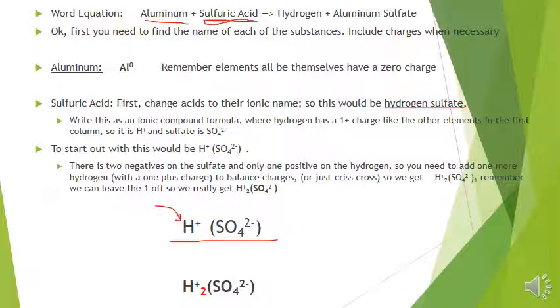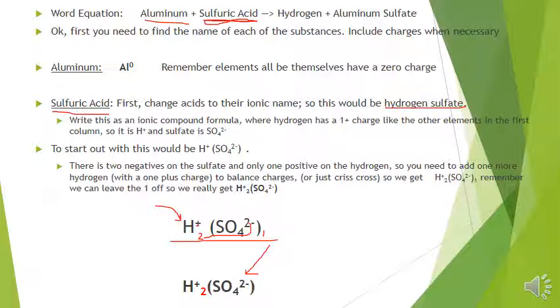Next thing, you have to make sure the charges are balanced. So you have a 1 plus charge here and a 2 minus charge. So crisscross charges. You get a 2 here and a 1 here, but you don't need to include the 1, and so we get this. So this is going to be sulfuric acid, or hydrogen sulfate. Technically, we call it sulfuric acid, but hydrogen sulfate helps us figure out its name.